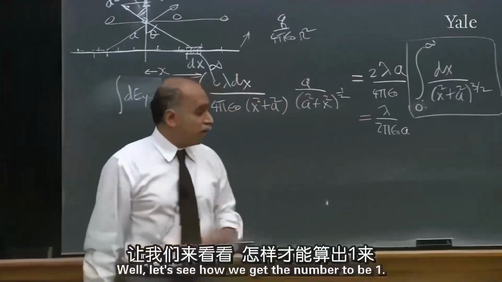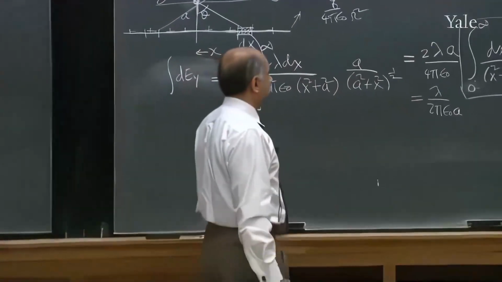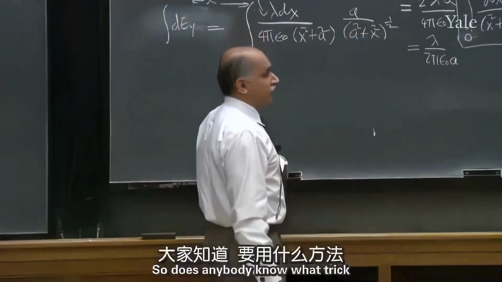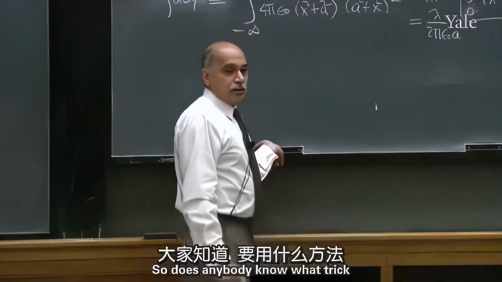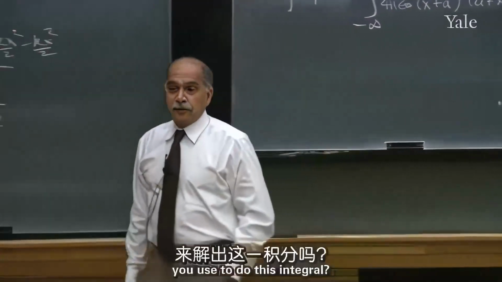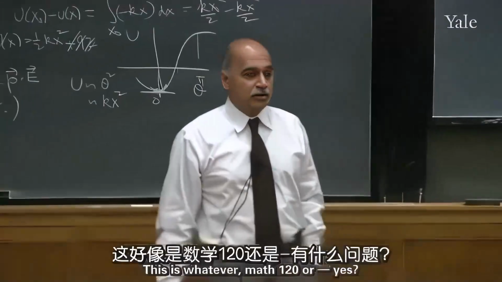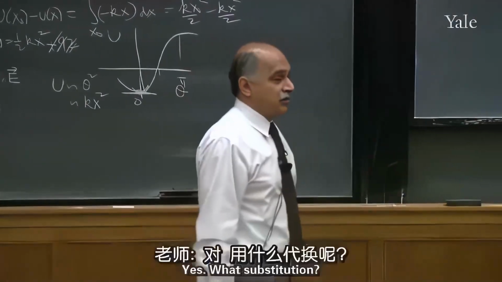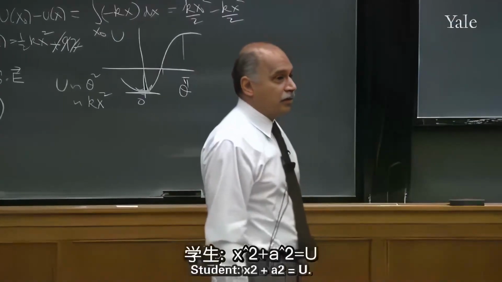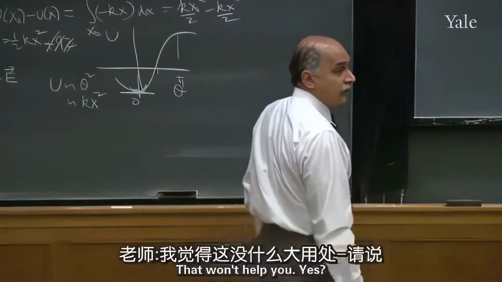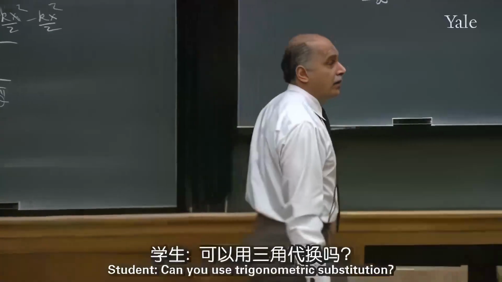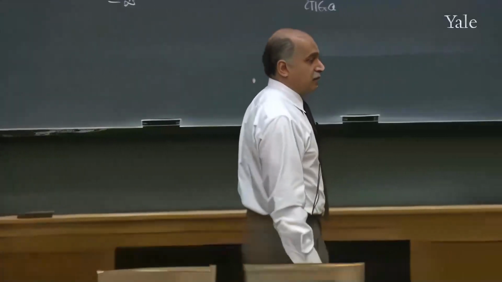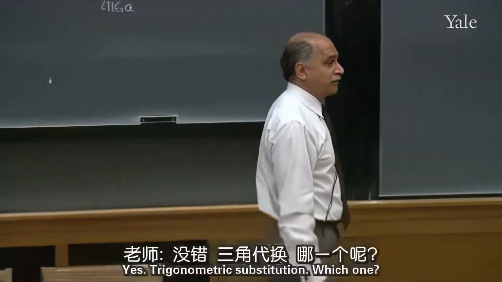Well, let's see how to get the number to be 1. So does anybody know what trick you use to do this integral? This is whatever math, 120 or, yep. U substitution? Yes? What substitution? X squared plus a squared equals u. That won't help you. Yep. You use a trigonometric substitution? Yes, trigonometric substitution. Which one?